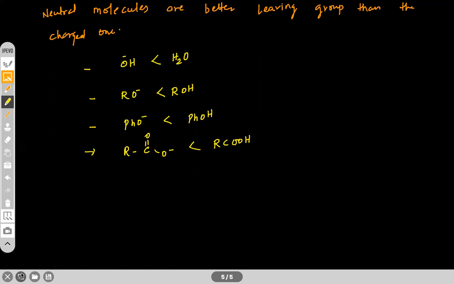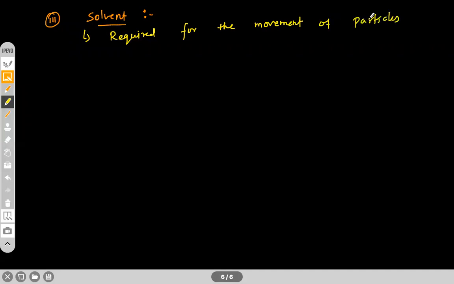Next you see solvent, the third factor we have. Solvent, why is it required? It is required for the movement of particles, and when the particles move, they collide and reaction takes place. That's why it is important.